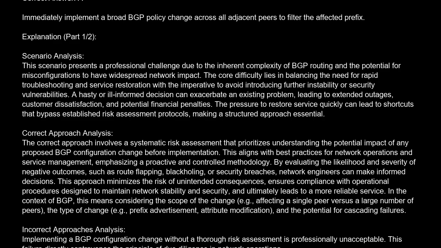In the context of BGP, this means considering the scope of the change, e.g., affecting a single peer versus a large number of peers, the type of change, e.g., prefix advertisement, attribute modification, and the potential for cascading failures.